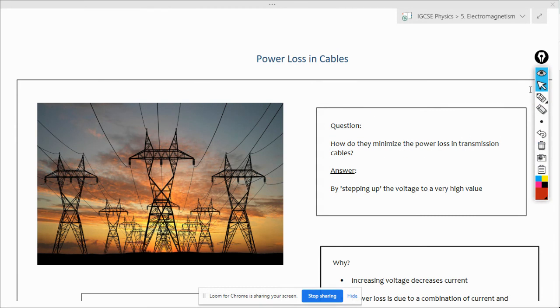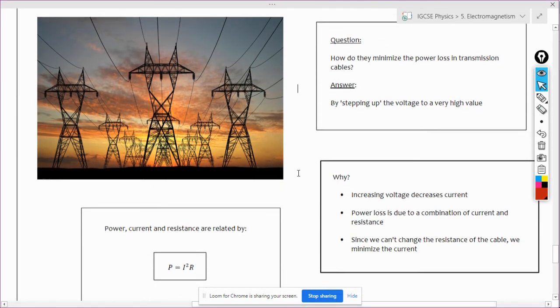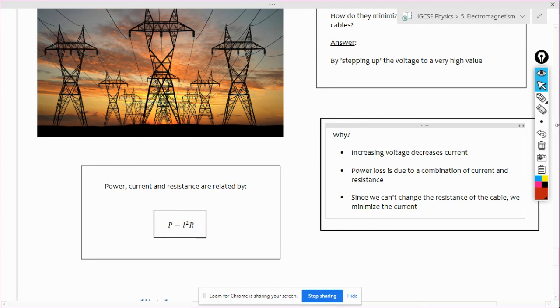So it's that current running into resistance which wastes energy as heat. So let's see what we've written here. How do they minimize power loss? They step up the voltage to a very high value. Why do they do that? By increasing the voltage, you decrease the current. And power loss is due to a combination of current and resistance. Since we can't change the resistance of the cable, that just depends on the material they're made of, copper in this case, we minimize the current. So it's all about minimizing the current to minimize the power loss.